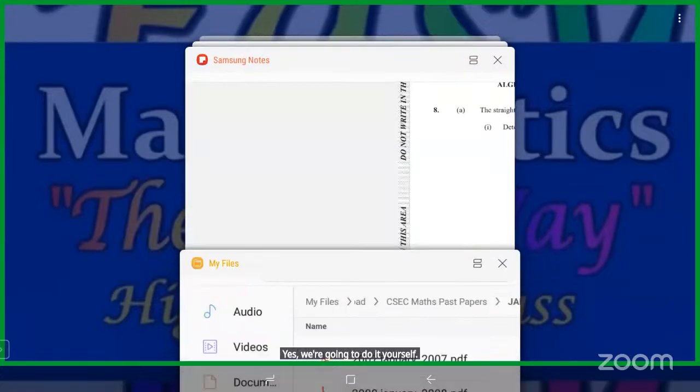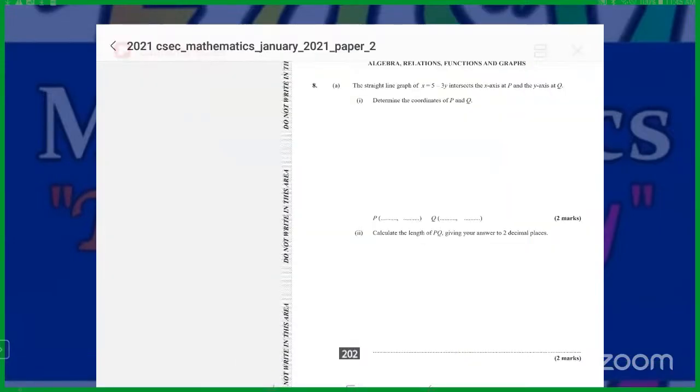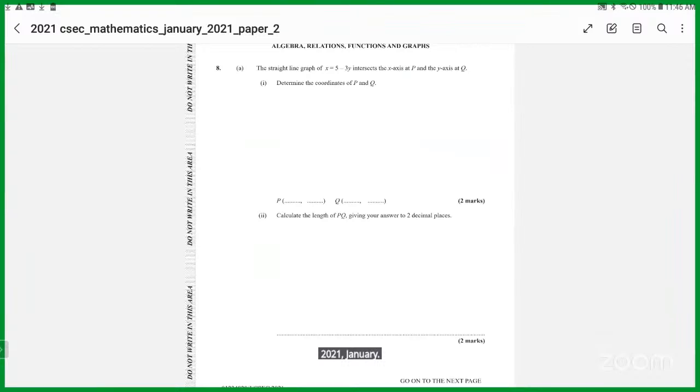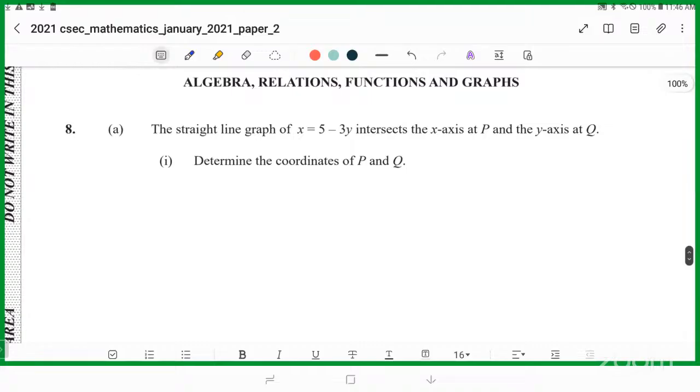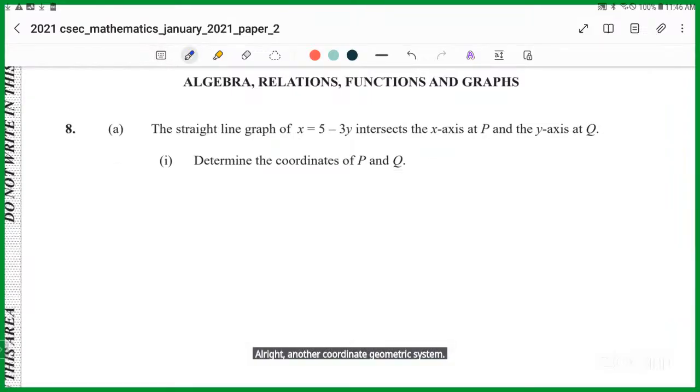Alright, the next one is this one. 2021, January. Question 8, part A. Another coordinate geometry question. So this question gives us this straight line, and it says it intersects the x-axis at P and the y-axis at Q. I want you to determine the points P and Q. Let's write out what I said.